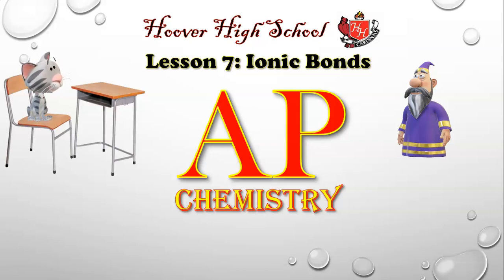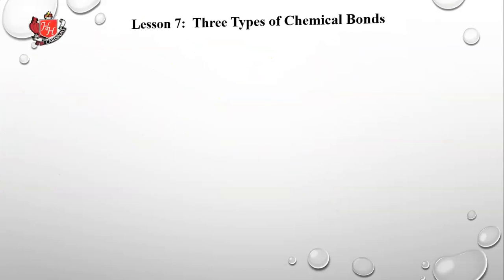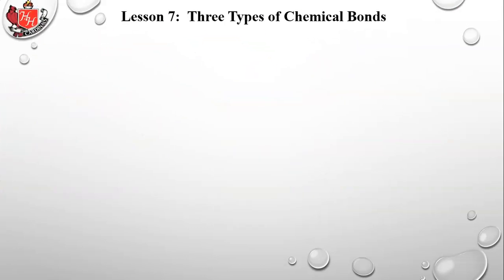AP Chemistry, Lesson 7, Ionic Bonds. So this begins a two-lesson set on the three types of chemical bonds.